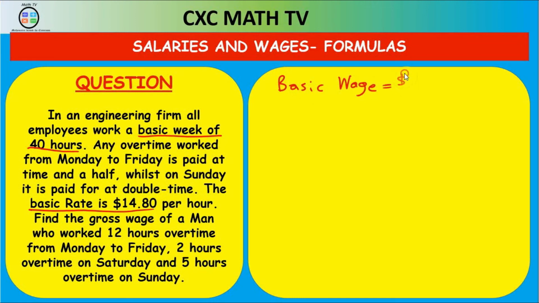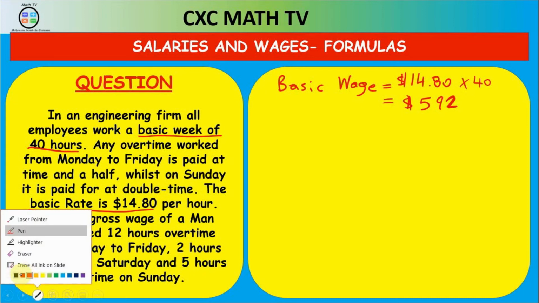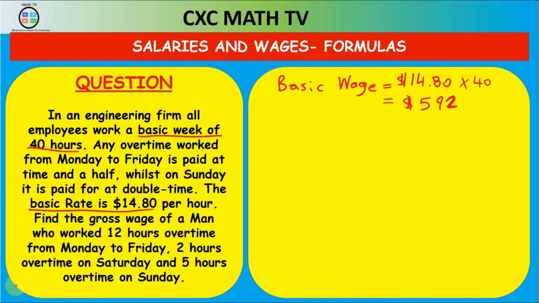So the basic wage then would be the 14.80, and then you multiply it by 40 hours. So when you work that out, 14.80 multiplied by 40, we get $592. Now we're just going to stick a pin right there, because once you get the basic wage, what we're eventually trying to find is the full pay that he gets for the week, which is his gross pay or gross wage. Now the gross wage we know is the basic wage plus the overtime wage. So now we need to work out his overtime wage.